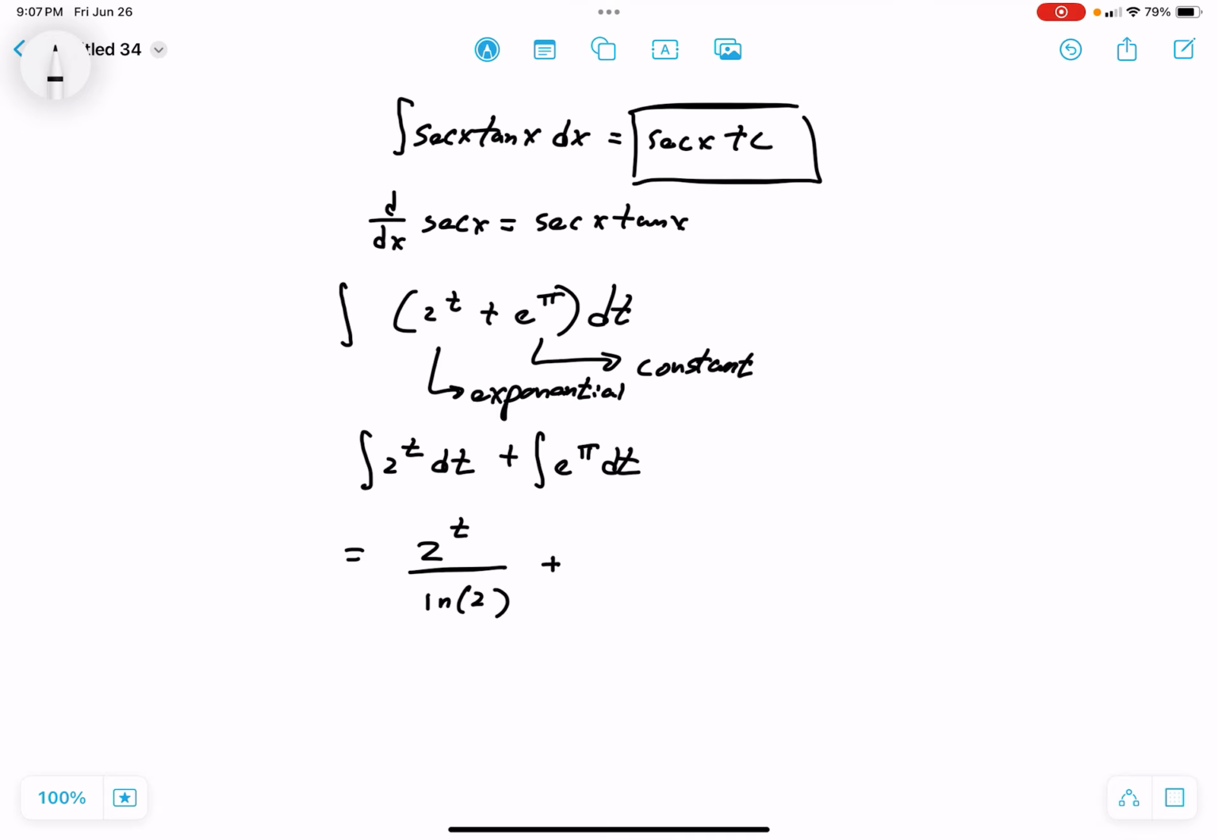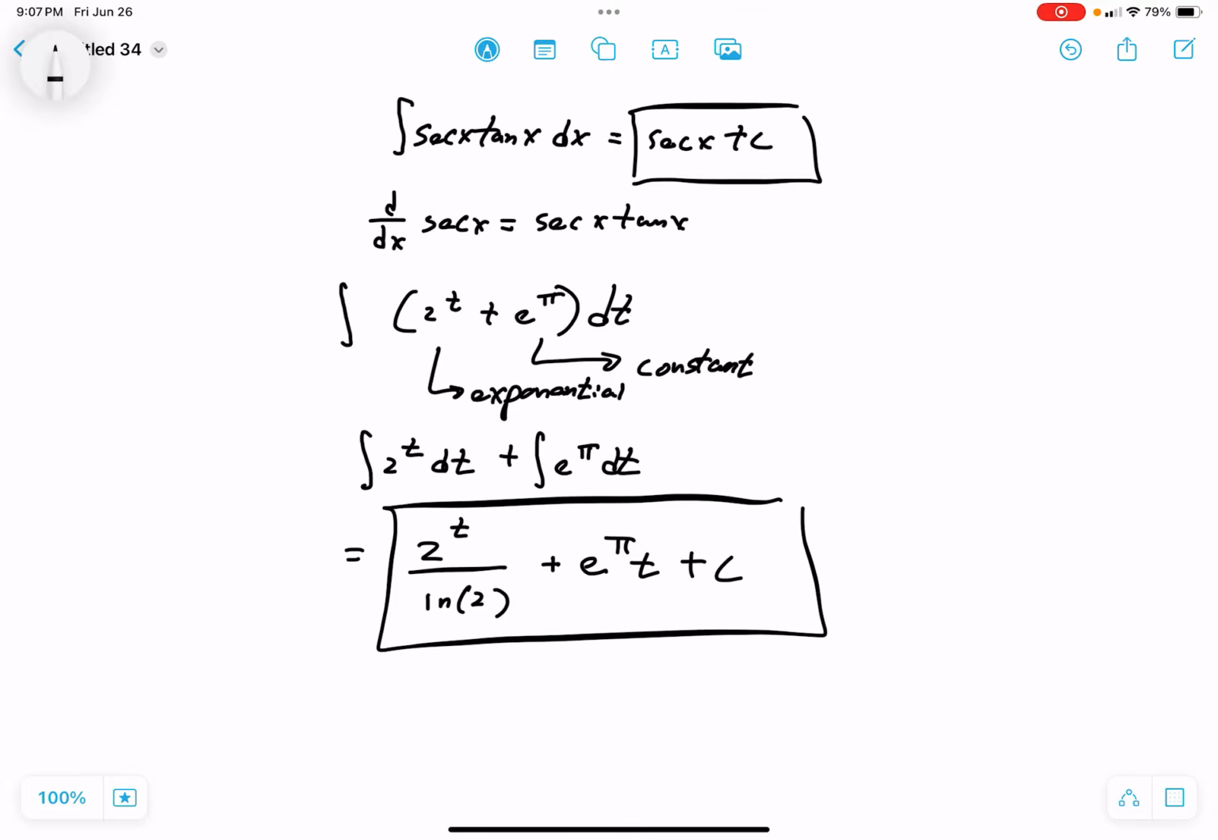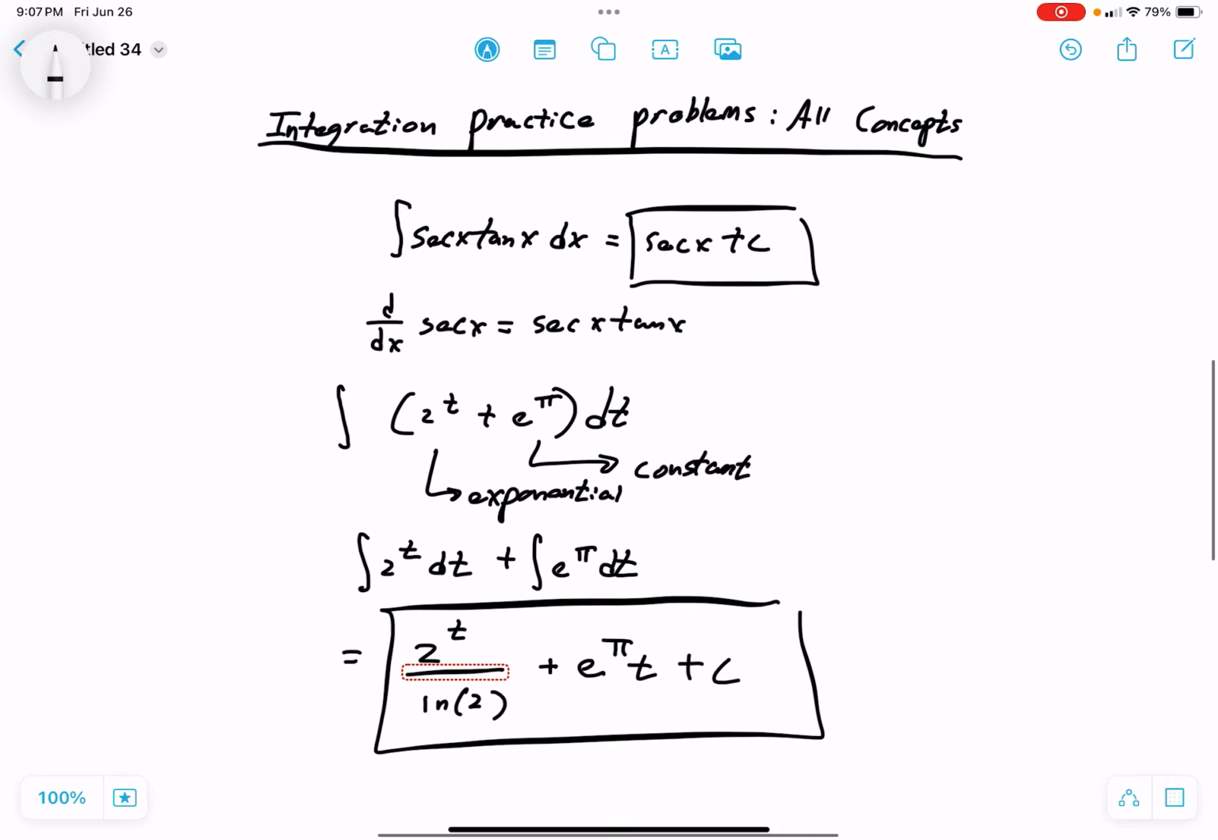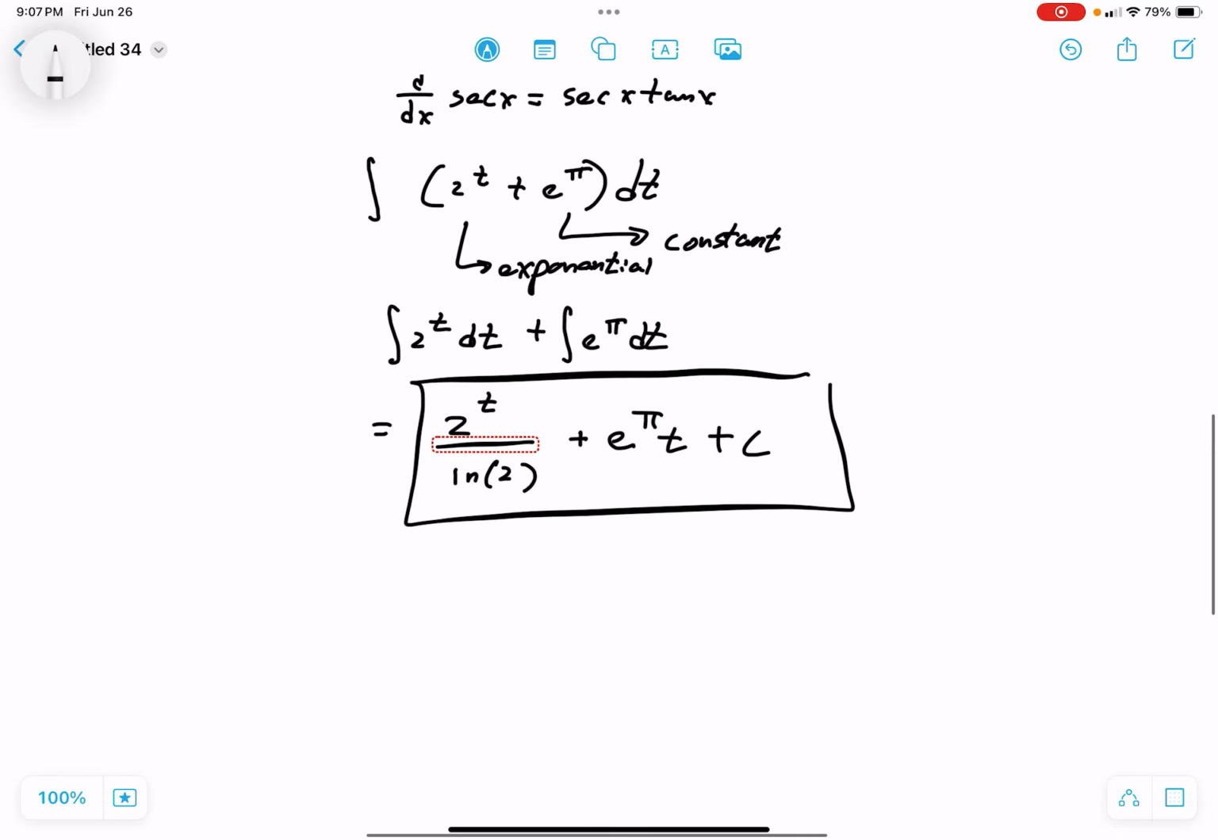Now, regarding this other integral, well, we know that e to the pi is just simply a constant. And when I integrate a constant, all I have to do is add on the variable to the end of it. So this is going to be e to the pi times t. And I always add on my constant of integration. So that is going to be the answer for my second integral.